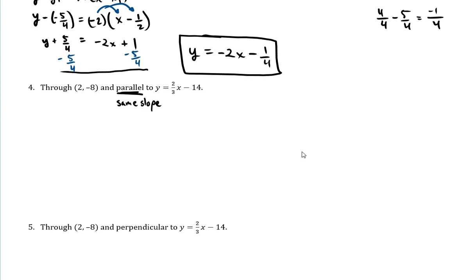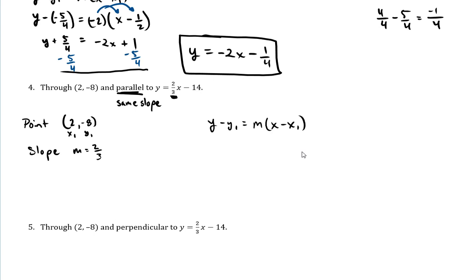So they're saying through this point, so they're giving us the point right away. Let's just go ahead and mark that. So our point is ready to go. Our slope is the same as this one, so our slope is 2/3. Okay, so they gave us the information, and now, again, we'll just plug it all into our equation.